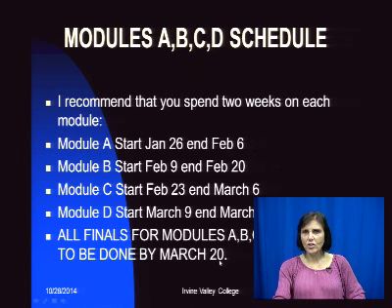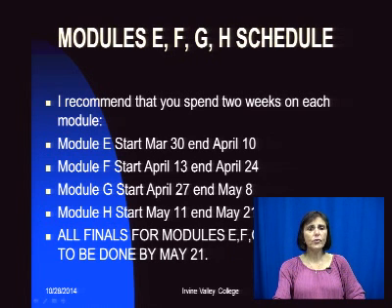Everything needs to be done by March 20th, but I want you to do it by then so that you're not stressed out. Then you start your Module B, then finish it by February 20th, C by March 6th, D March 20th. So you're done with the ABCD. You go to EFGH. Again, you finish it by April 10, April 24, May 8, May 21. All finals for EFGH need to be done by May 21st.